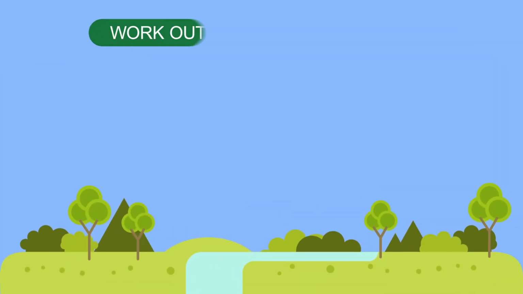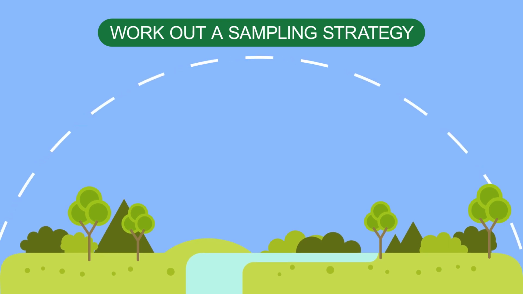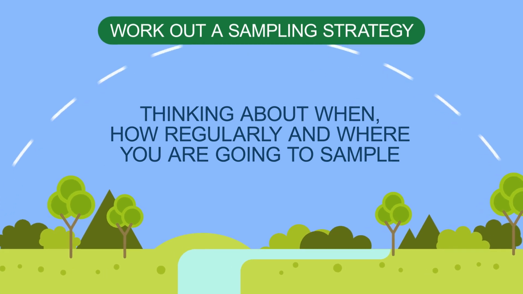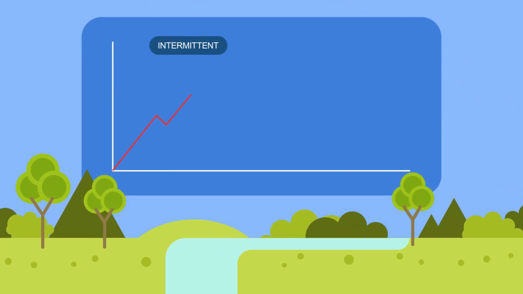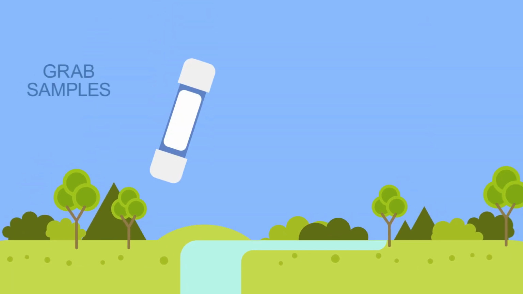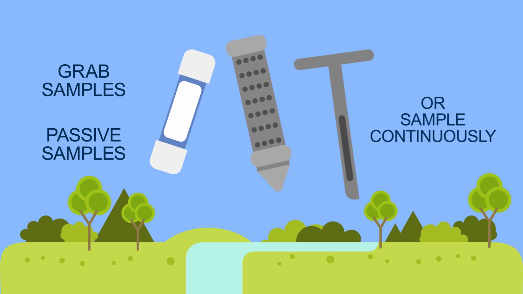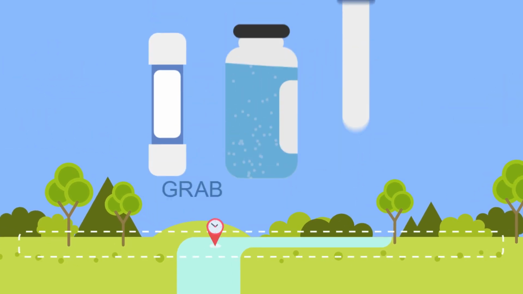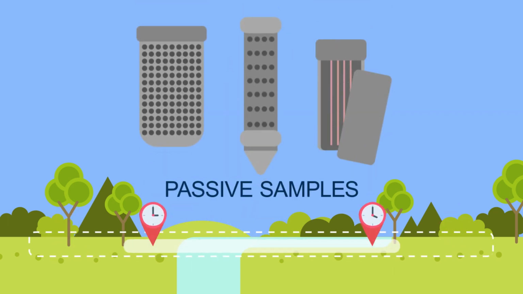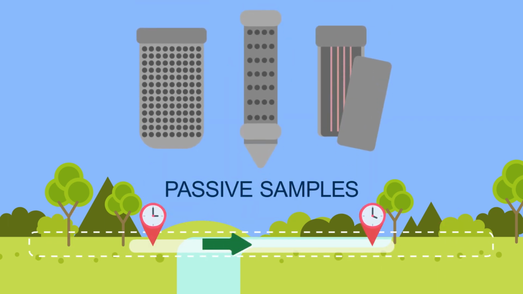The next step in your study would be to work out a sampling strategy, thinking about when, how regularly, and where you are going to sample. Depending on whether the exposure is intermittent or continuous will determine if you will take grab or passive samples or sample continuously. Grab samples are taken at a specific time and place. Passive samples provide an average concentration over a set period of time.